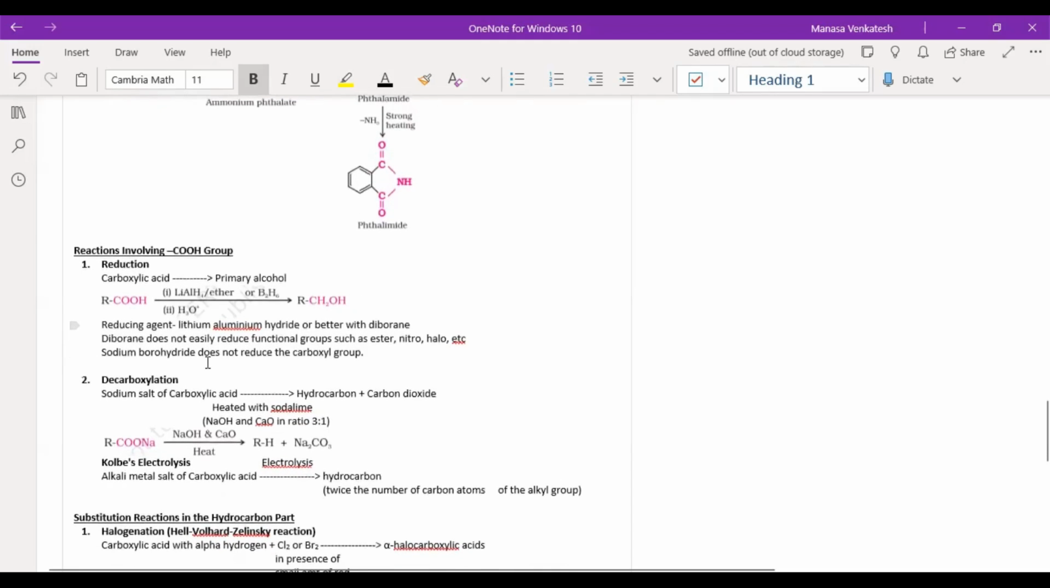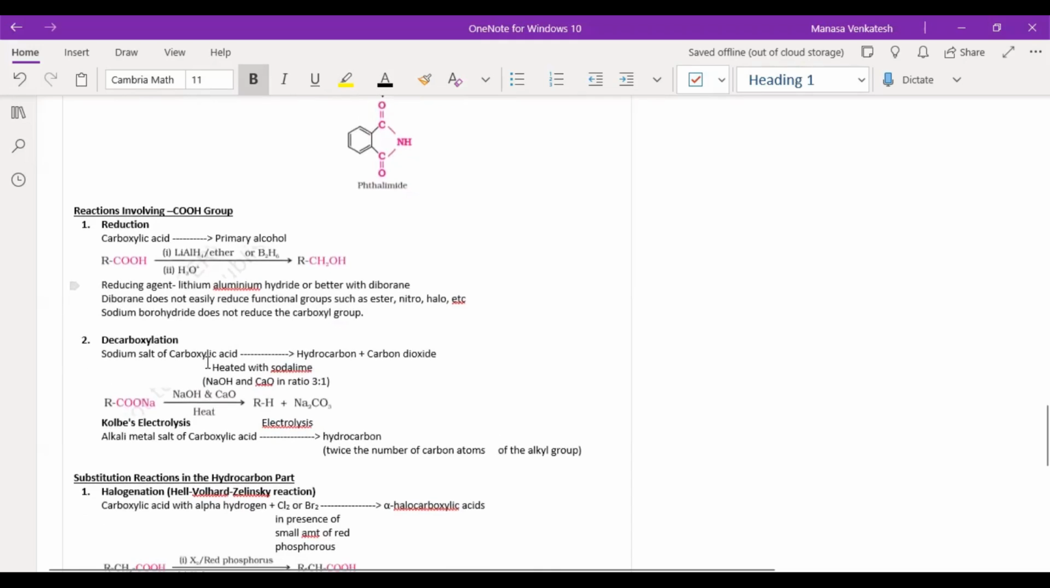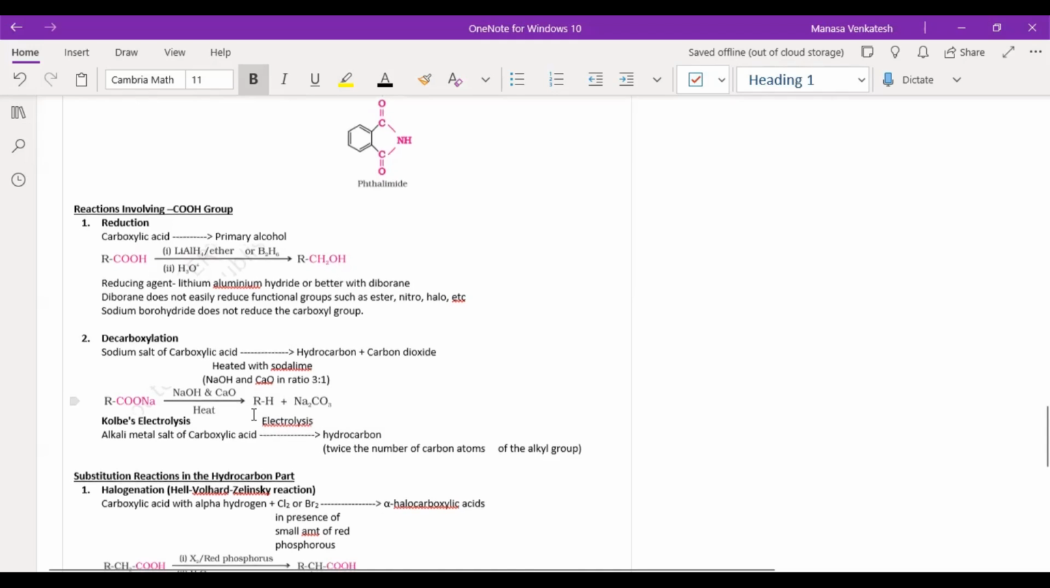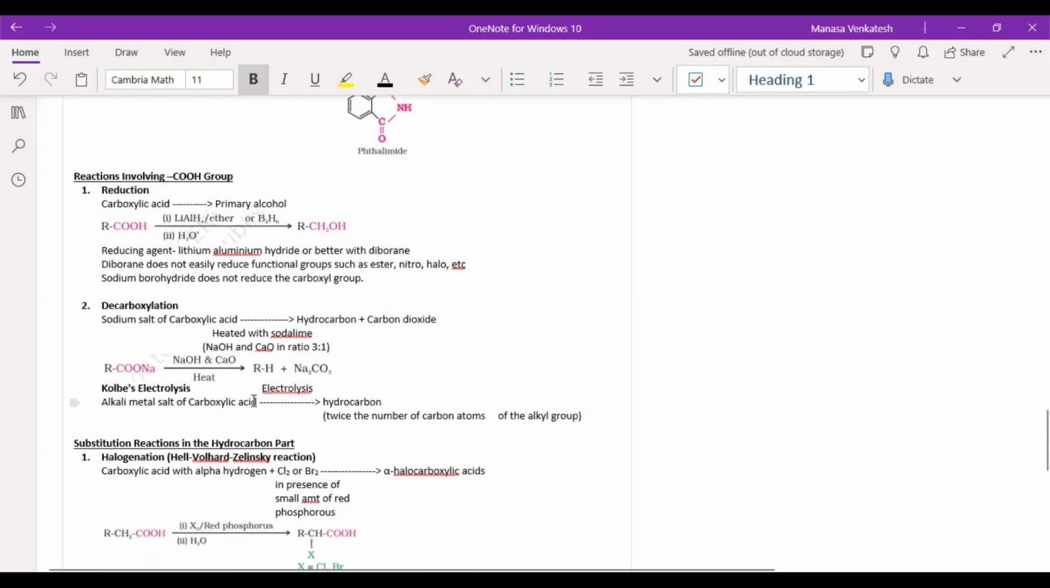Next is decarboxylation. Sodium salt of carboxylic acid, on heating with soda lime, which consists of sodium hydroxide and calcium oxide in a ratio of 3:1, leads to the formation of a hydrocarbon and carbon dioxide. So here you have Na2CO3 formed and RH, that is the hydrocarbon.